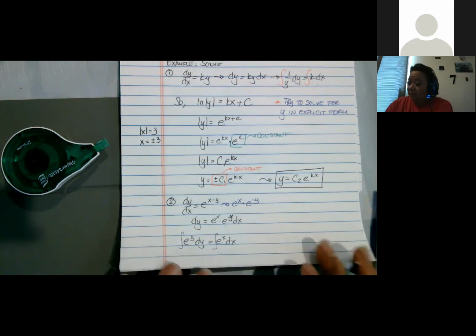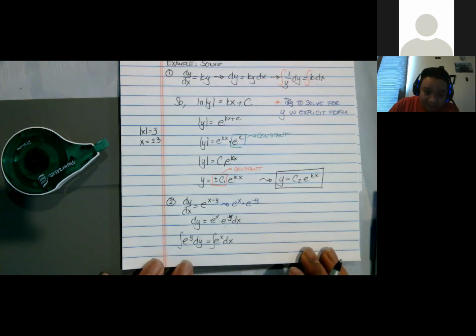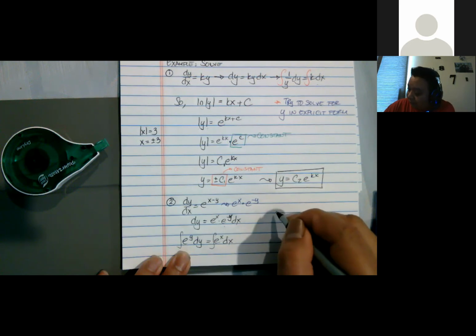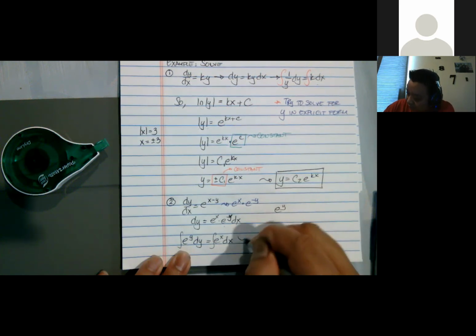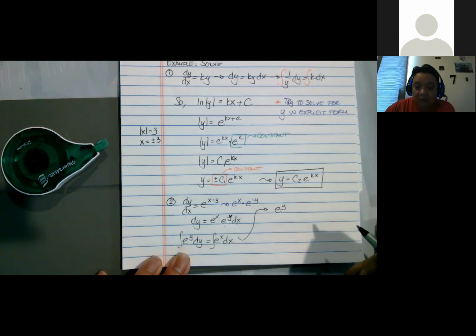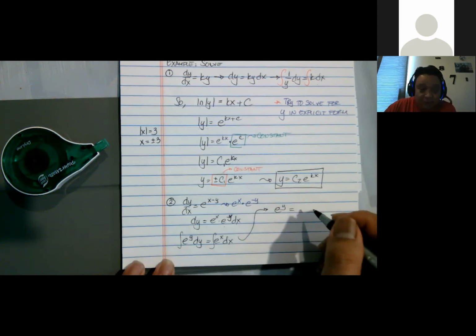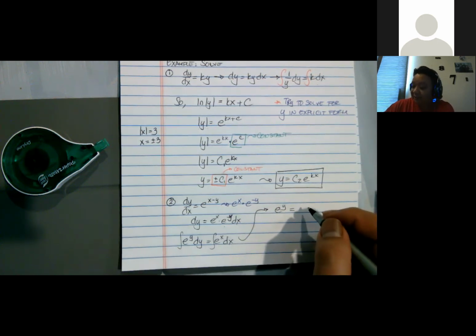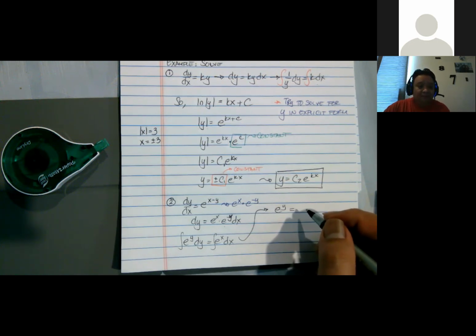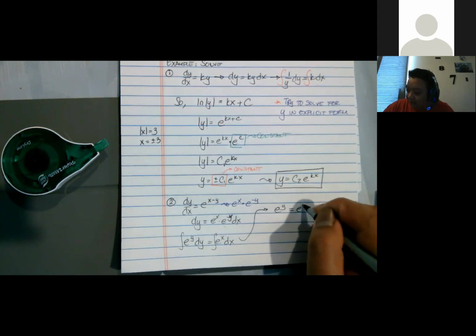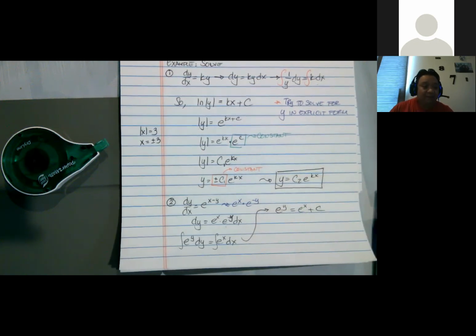So when you integrate both sides, what do you get? The left side would be what? e to the y. Okay, and then it's equal to, and the right side? e to the x plus c. Okay. Questions?